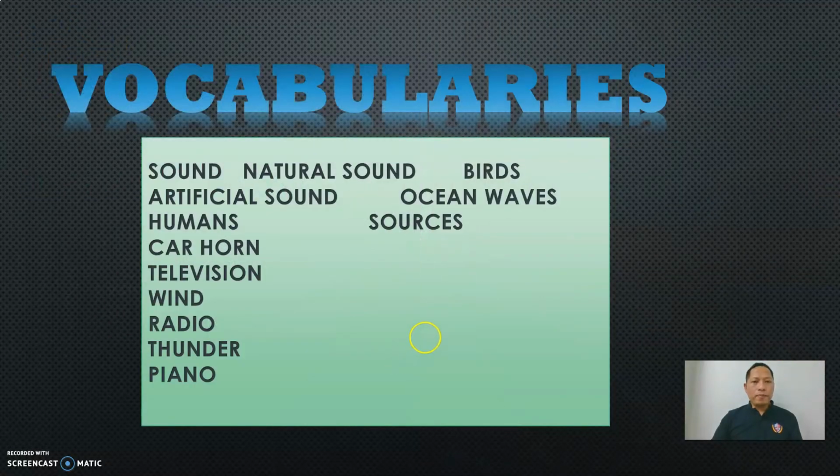Now, vocabularies. In our vocabularies, there are many. Please use a dictionary if you think this is difficult for you. Do some research, or ask your dad and mom for help to open a dictionary for you, so that you can understand all these words that you're going to learn today. So let's start. The first word is sound.